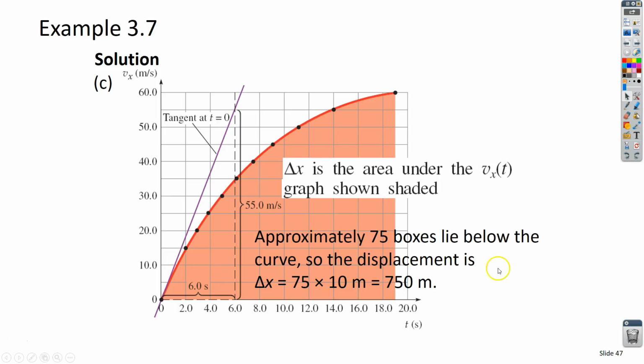To find the change of position, that is just the area under the velocity versus time graph that is shaded. So there's about 75 boxes there. So the displacement is 75 times 10 meters, and that would give us that 750 meters for that change in position.